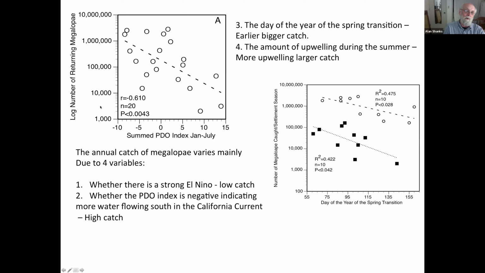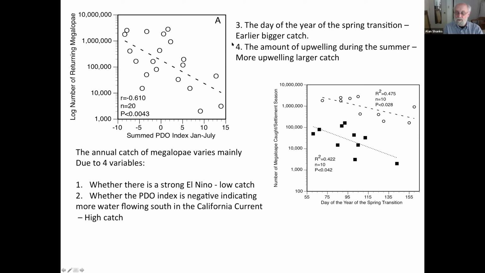And then the vertical axis in this graph is the number of returning megalopae during the recruitment season. And notice it's a log scale. And so roughly 36% of the annual variability is driven by just the PDO. And then the third thing is the day of the year, the spring transition. And the earlier the spring transition, the bigger the catch.